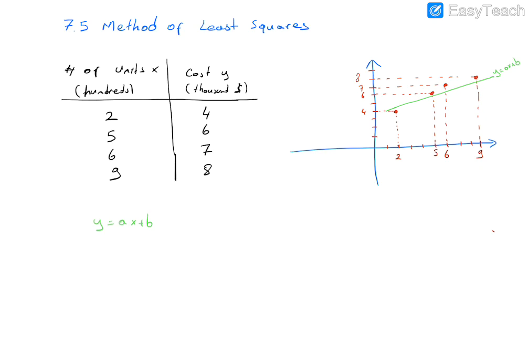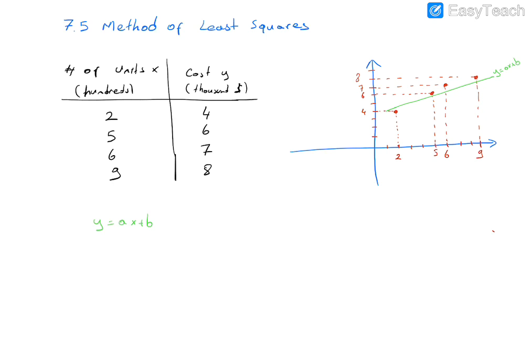So what do we mean by the best? Since the line y equals ax plus b will not go through all 4 points, and it is not possible, there is no such line, it is reasonable to examine the differences between the y coordinates of the points listed in the table, and the y coordinates of the corresponding points on the line.